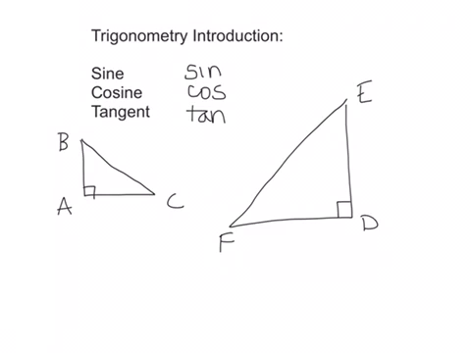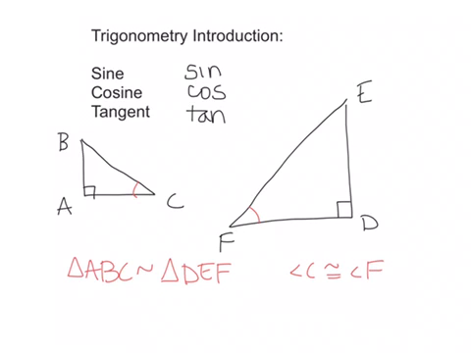If I look at these two triangles and I tell you that triangle ABC is similar to triangle DEF, you automatically know a few things. You know that angle C would be congruent to angle F. And we know that because similar triangles have congruent angles, and then we know that the sides are in proportion with one another. So that's going to be really useful when we start talking about sine, cosine, and tangent.